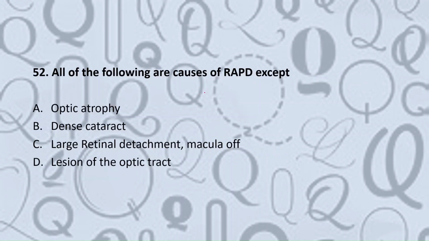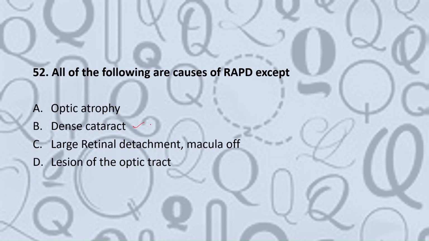All of the following are causes of RAPD except: optic atrophy, dense cataract, large retinal detachment, lesion of the optic tract. So the answer here is dense cataract. Why is this important? We see so many dense cataracts in our OPD, and we cannot see the fundus, and so we cannot really say the retina is normal.